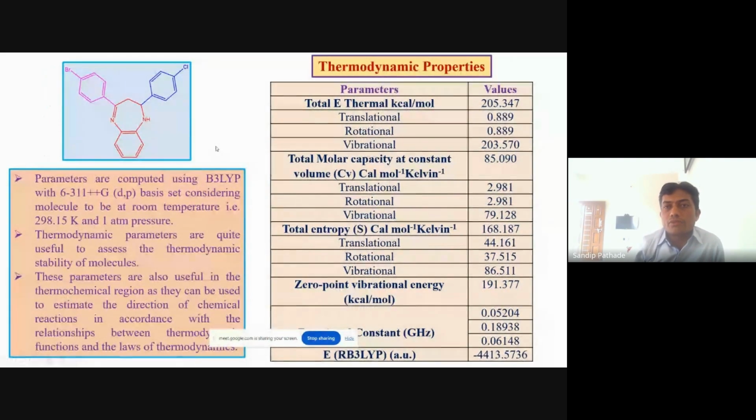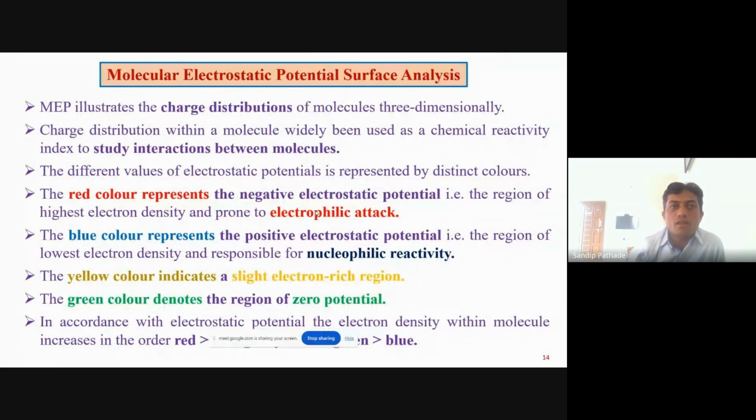We also computed the various thermodynamic properties of the molecule, like the total thermal energy, total molar capacity, total entropy, and zero-point vibrational energy, as well as rotational constant, by using the B3LYP level with the 6-311+G(d,p) basis set. And these thermodynamic parameters are quite useful to assess the thermodynamic stability of the molecule, and therefore these properties were also computed by using the DFT.